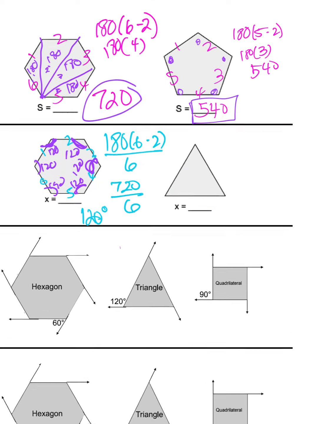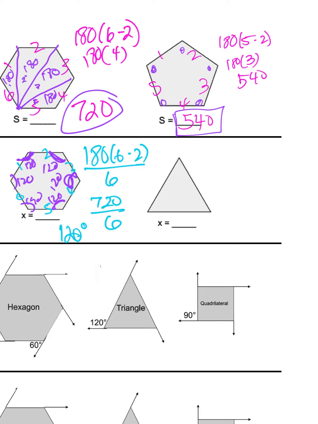So let's look at this one right here. We're doing the same thing. We're taking 180 times 3 minus 2, divided by 3. So that gives me 180 divided by 3, which gives me 60. So this angle is 60, this angle is 60, this angle is 60.